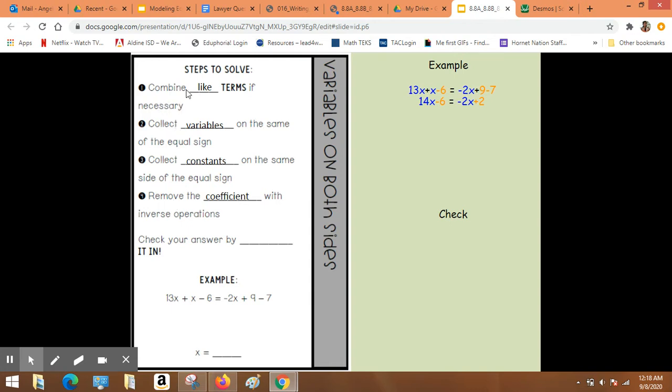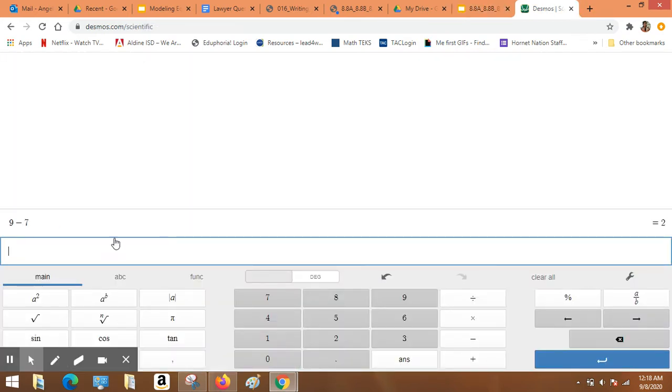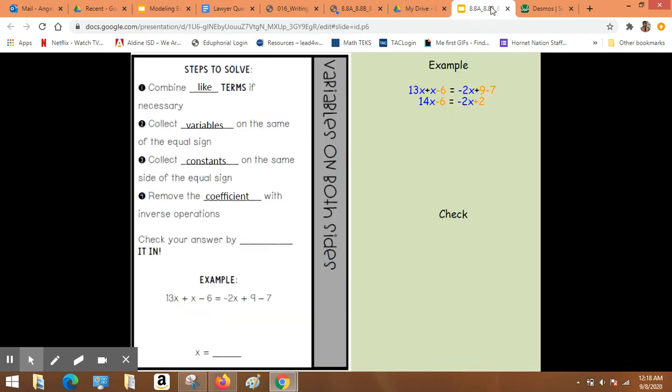Okay, so step number 1, combine like terms. So I'm combining my variables. 13 plus 1x gives me 14x. I have nothing else to combine my 6 with, so just bring down your orange. Okay, my blue is by itself on the other side of the equal sign, so I'm just bringing it down. But I do have to combine my 9 minus 7. Okay, so 9 minus 7 gives me 2, or you can do it on your calculator. 9 minus 7 equals 2.